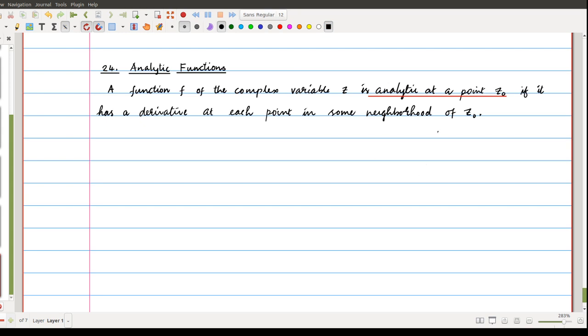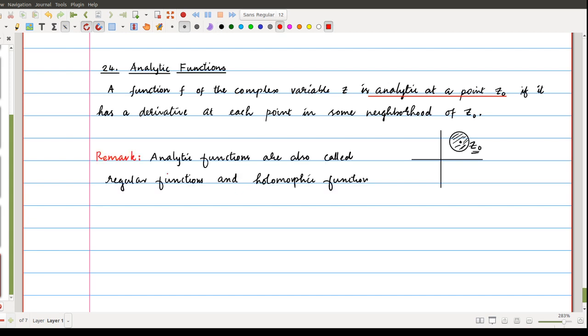That means if we choose a point z0 in the complex plane, and suppose that f is analytic in some neighborhood of z0. Okay, suppose that f of z is analytic throughout this neighborhood, then we can say that f is analytic at z0. If f is differentiable everywhere in this neighborhood of z0, then f is analytic at z0. So this is the definition of an analytic function.